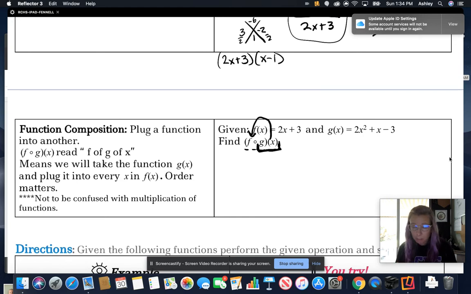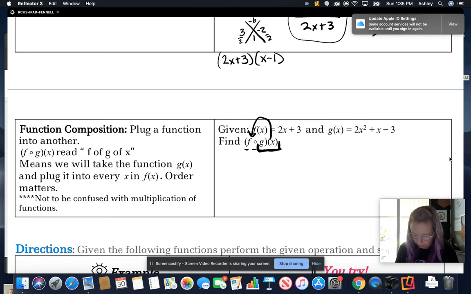So totally different than multiplication. Notice this symbol is an open circle, completely different thing. So pay close attention to that. Again, it's always f of g of x. So whatever that last one is, that of course could be h, g, i, k, whatever you want. But that second one, that ending piece, in this case g of x, is what we're going to plug in to our other function, in this case f of x.